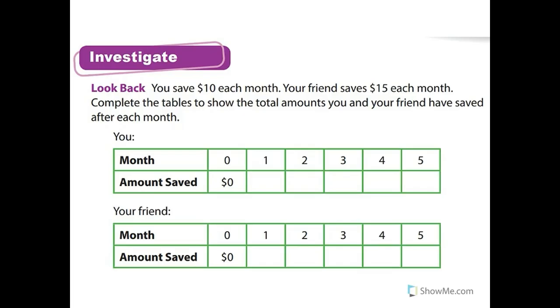You save $10 each month. Your friend saves $15 each month. Complete the tables to show the amounts you and your friend have saved each month. So, $10 each month, right? You save $10 each month, so 10, 20, 30, 40, 50, right? And then your friend saves $15 each month, so 15, 30, 45, 60, 75.